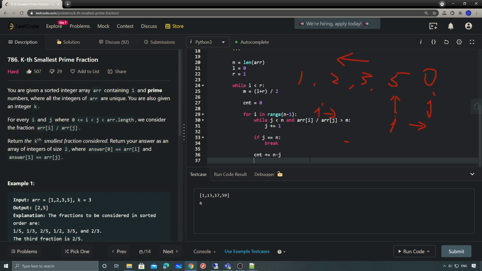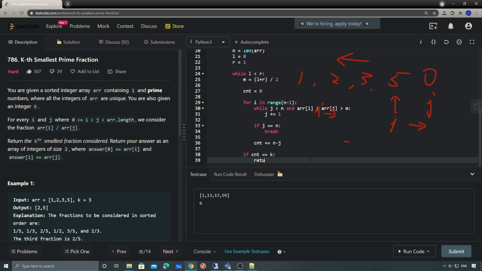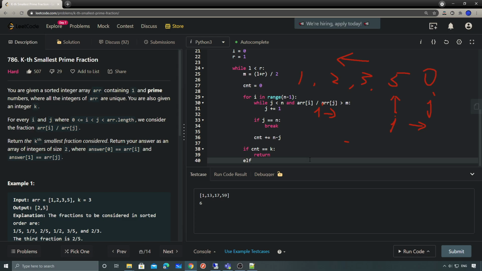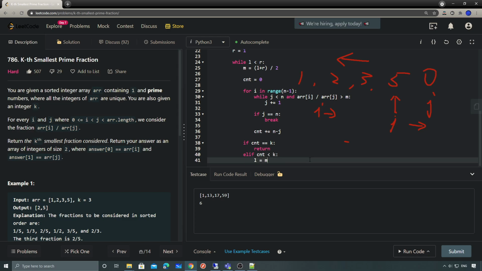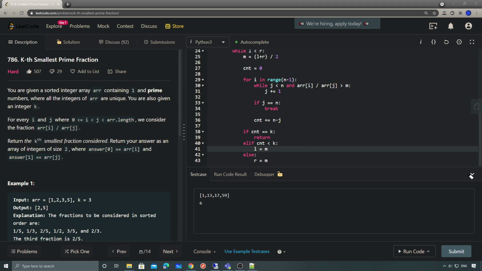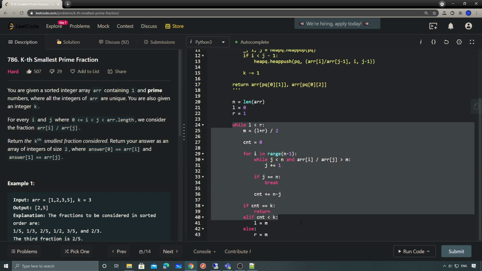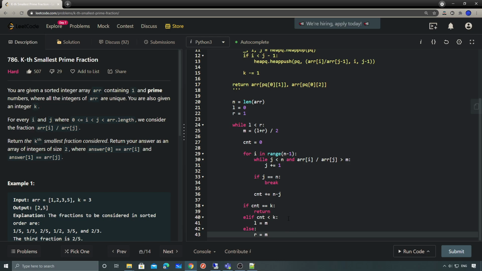And after this one we do a simple check. If the count equals k, we return here. Else, if the count is smaller than k, basically we'll discard the left part, right? Otherwise, we discard the right part. So this is the basic binary search template.